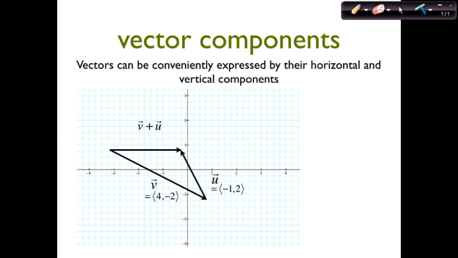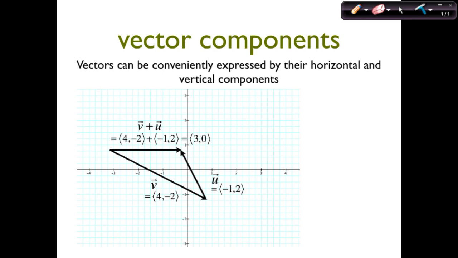Well, if we change by 4 first, and then we change by negative 1, what's the overall change in x? 3. 4 plus negative 1. And if I change by negative 2 in y, and then change by 2 in y? 0. So that's the beauty of expressing vectors by their components. It's super easy to add them, because you can add changes in x and changes in y.